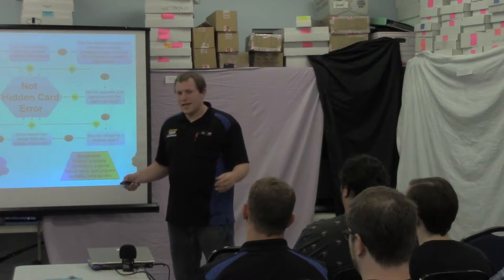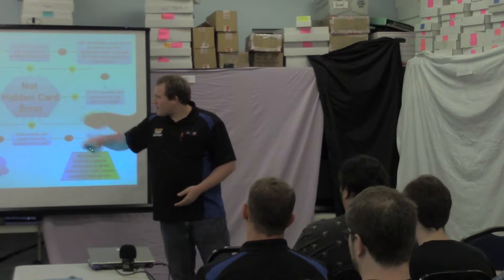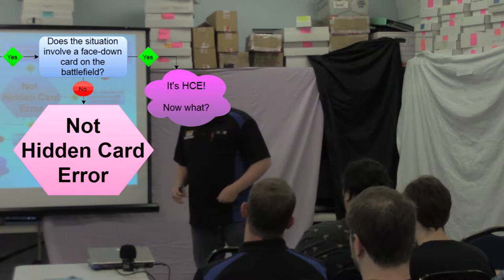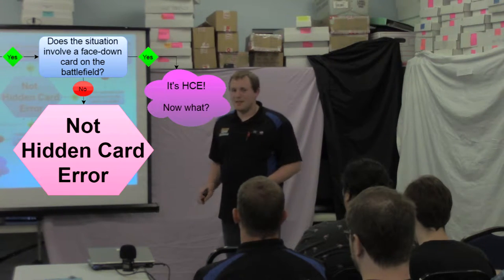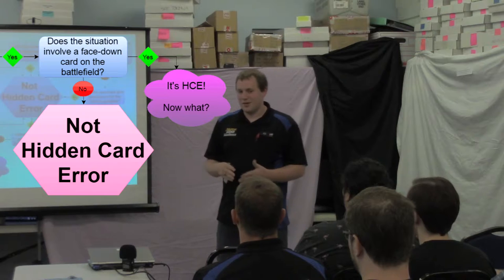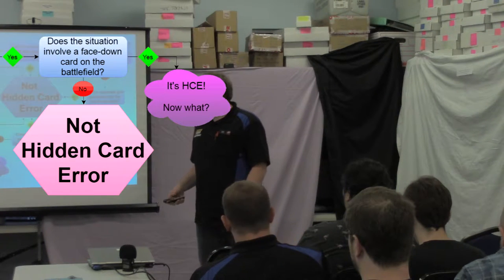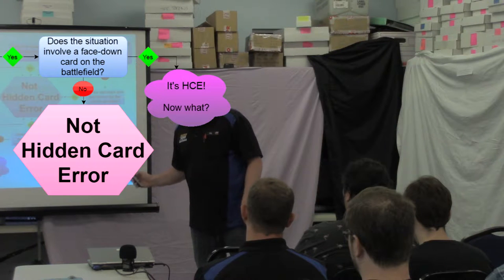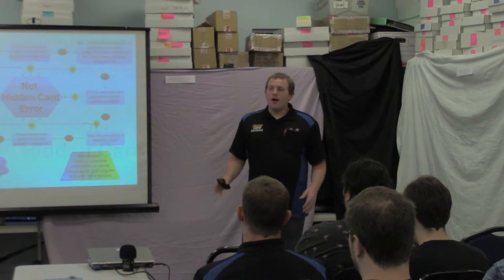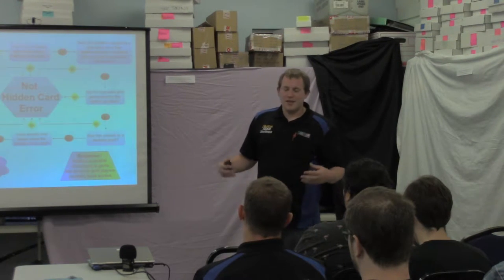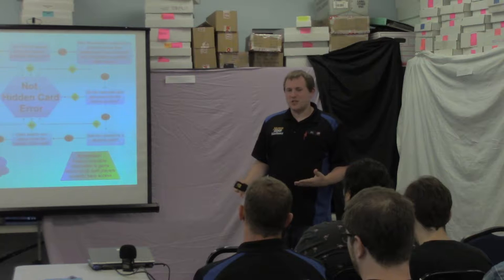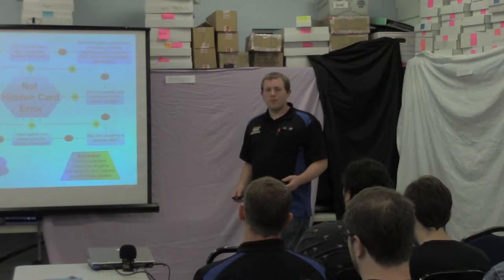But if it is, let's say a face-down card on the battlefield, so a morph, if the situation involves a face-down card on the battlefield, it's going to be HCE, because all this other stuff applies. If it does not involve a face-down card on the battlefield, but it is in a uniquely identifiable position, it's not HCE. So, as I mentioned before, most of this is something you instinctively do just to determine what's going on with the situation. It's already stuff you've had to do when you determine whether something was drawing extra cards or not.